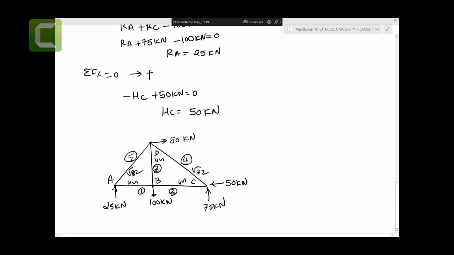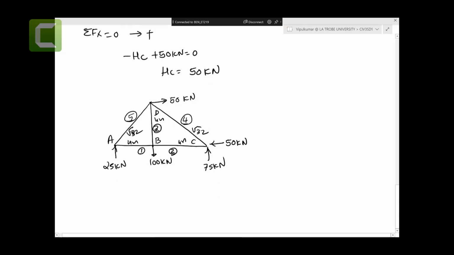All right. So now we use the joint method to find those internal axial forces. Let's take joint number A. There are no rules again, we can take any joint, but let's start from the left side. Let's draw joint number A. We have these forces. This is 25 kilonewtons. Let's put this as N1. Let's put this as N5 and 4 over square root 32.